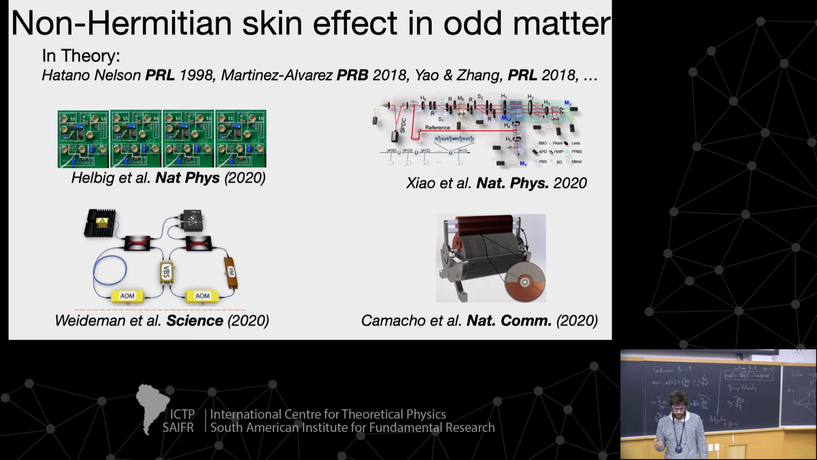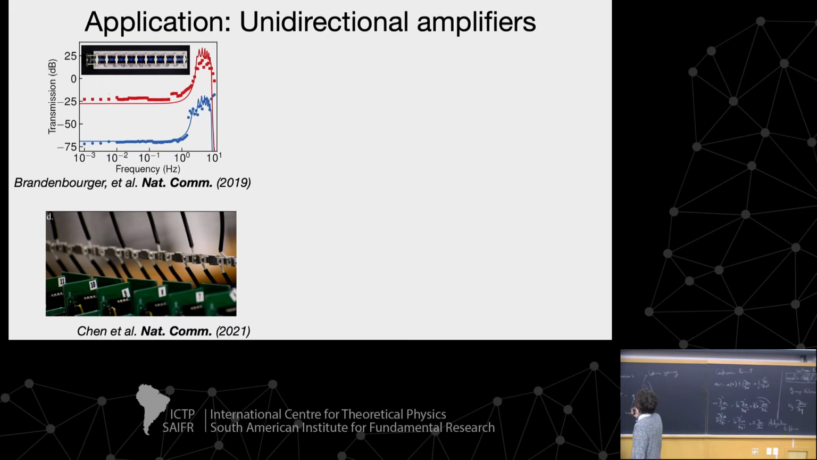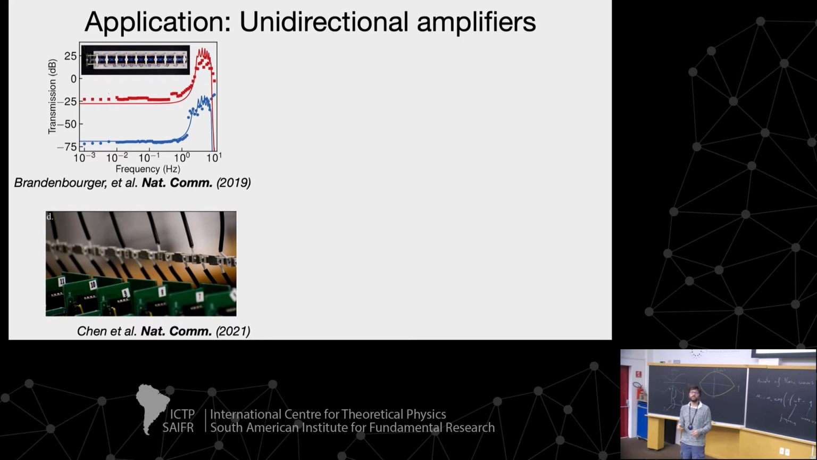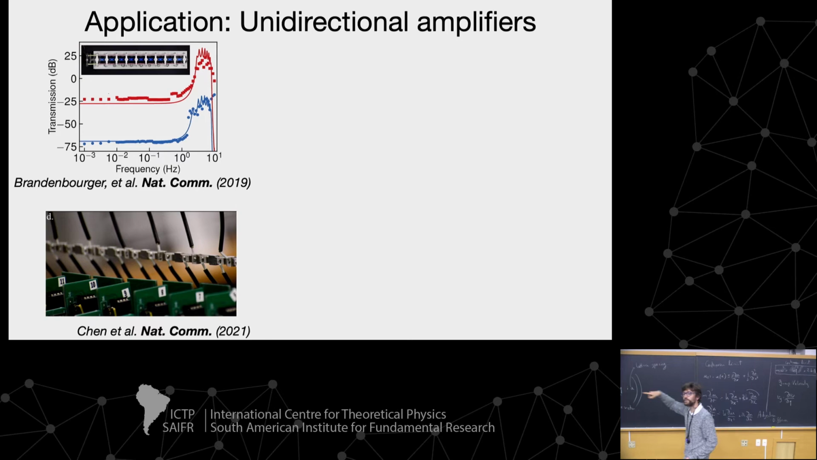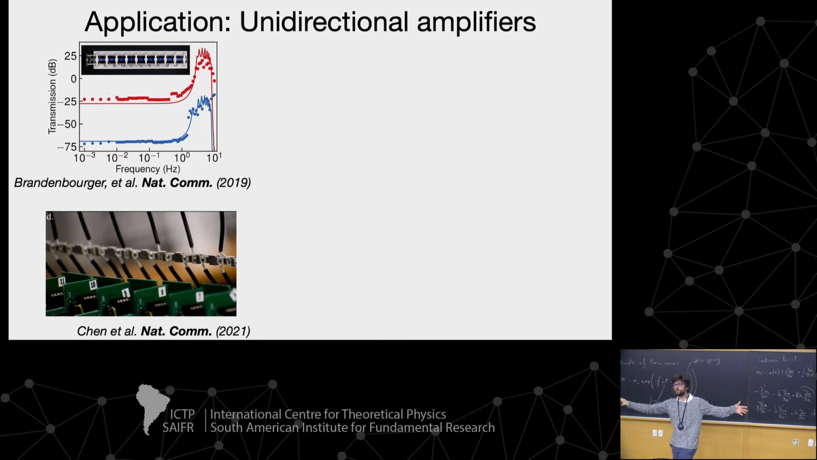Can you do anything with this? Who cares, right? What you can do, potentially, is that you have these waves that amplify only in one direction and attenuate in the other, so you can make useful unidirectional waveguides. That's what we show here with our system: you have a flow that is unidirectional over 50 decibel over four decades. I don't think you could do something like that otherwise.